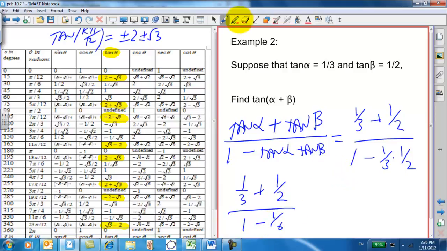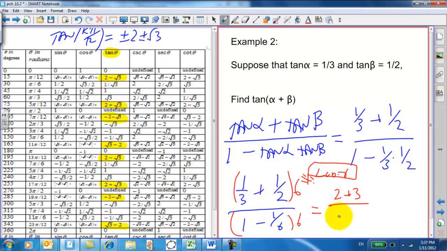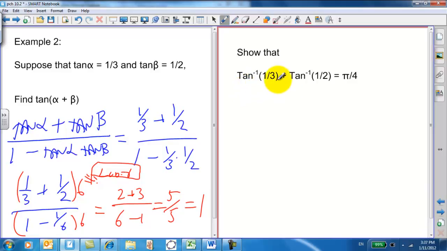The LCD here equals 6, and so I'm going to do the special compound fractions trick with the LCD of multiplying both numerator and denominator by 6 to get 2 plus 3 over 6 minus 1. 5/5 is equal to 1. Now it's going to help us with the next part. Show that the inverse tangent of a third plus the inverse tangent of a half equals pi over 4. Well, you see where this inverse tangent comes from? Let's let alpha equal the inverse tangent of a third.